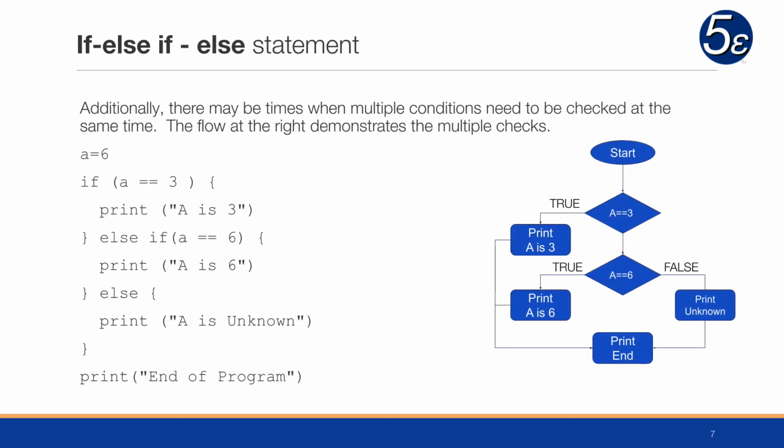Now, what if we want multiple conditions to be checked at the same time? In this case, we have our flowchart that says, first check to see if A is equivalent to 3. If it's true, print A is 3, and then drop to the end. If it's not true, we're going to test another condition. We're going to see if A is equal to 6. And if it is, we will print A is 6. If it's not, we'll print unknown. And again, all of the items will come back to the end and print end of program.